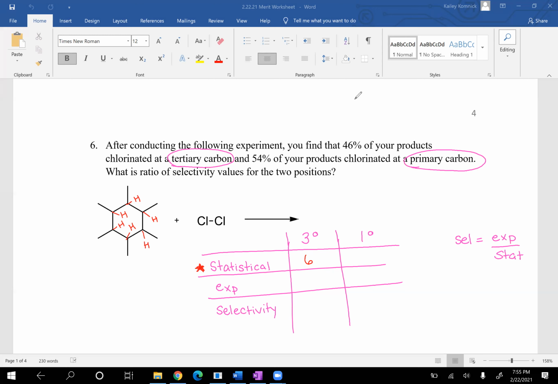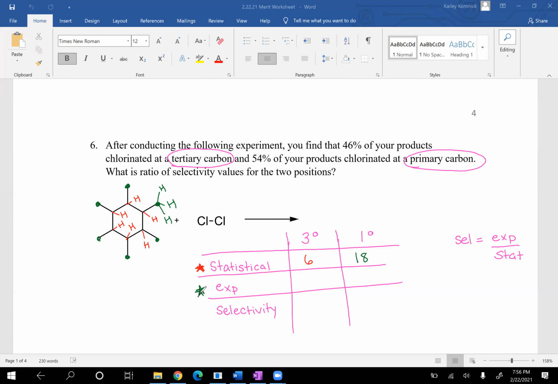Now with the primary carbons, it's a little bit more tricky because we have 3 hydrogens on each primary carbon. So here the statistical is actually going to be 3, 6, 9, 12, 15, 18. And it's 18 because there are 18 primary hydrogens. So it's important to note that we're not counting the number of primary carbons. We're counting the number of primary hydrogens, which is why it's 18 as opposed to just 6. So that's all we have to do for our statistical.